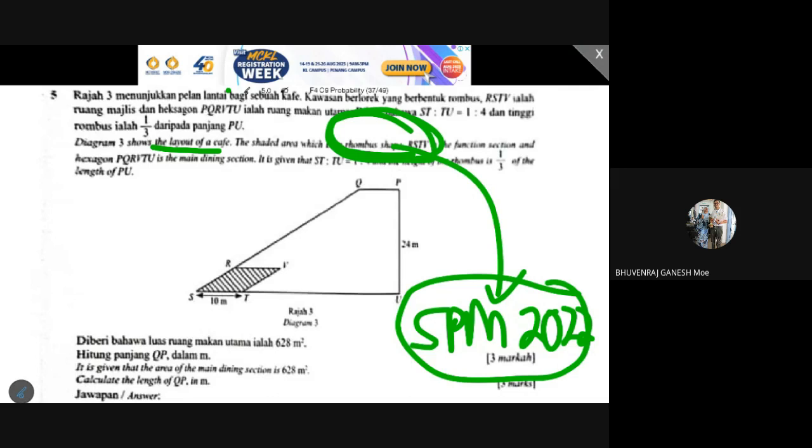What is the formula for a rhombus? What is the formula to calculate the area of a rhombus? Anyone know? Because everybody starts here. They don't know how to do it because they don't know the formula for the area of a rhombus. Anyone know here? I expect not many know, so that's why I asked this question.